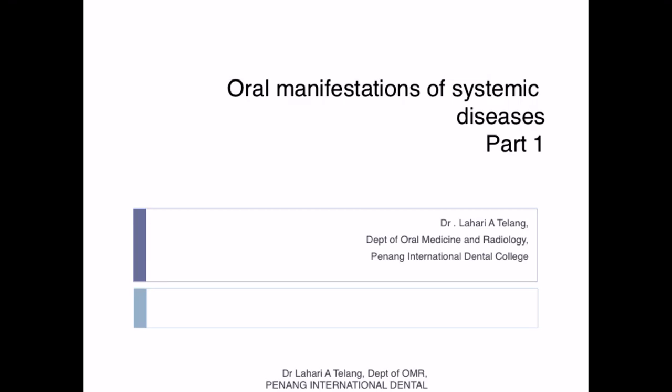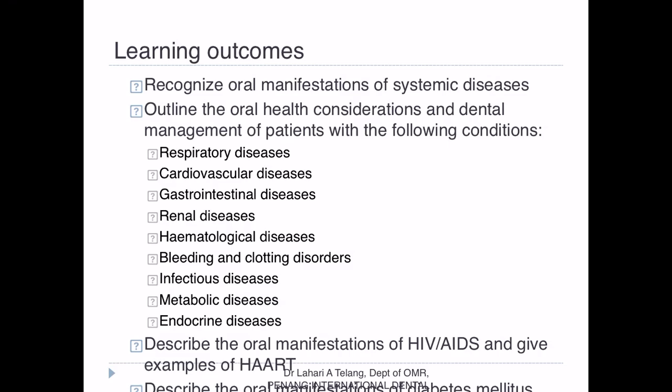So the learning outcomes would be to recognize oral manifestation of systemic diseases, and outline the oral health considerations and dental management of patients with the following conditions. We will be looking at some of the most important conditions like respiratory diseases, cardiovascular diseases, gastrointestinal, renal, hematological, touching up a little bit on bleeding and clotting, infectious diseases, metabolic as well as endocrine diseases.